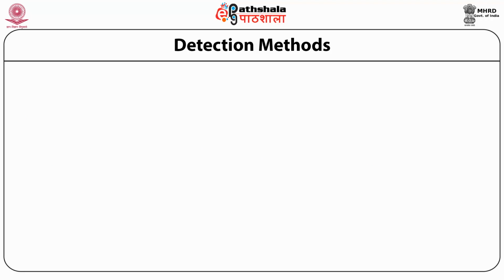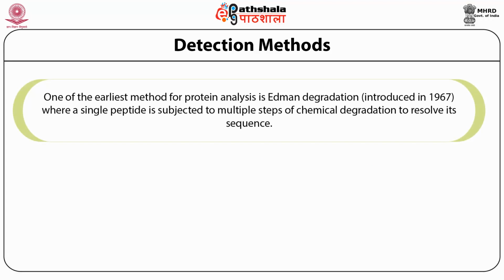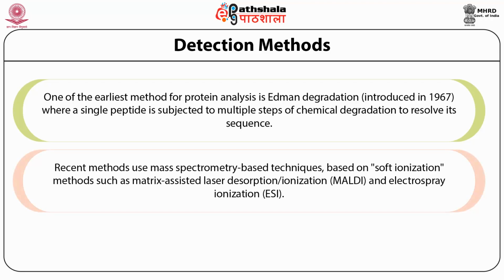Detection methods. One of the earliest methods for protein analysis is Edman degradation, which was introduced in 1967, where a single peptide is subjected to multiple steps of chemical degradation to resolve its sequence. Recent methods use mass spectrometry-based techniques based on soft ionization methods such as matrix-assisted laser desorption ionization and electrospray ionization methods.